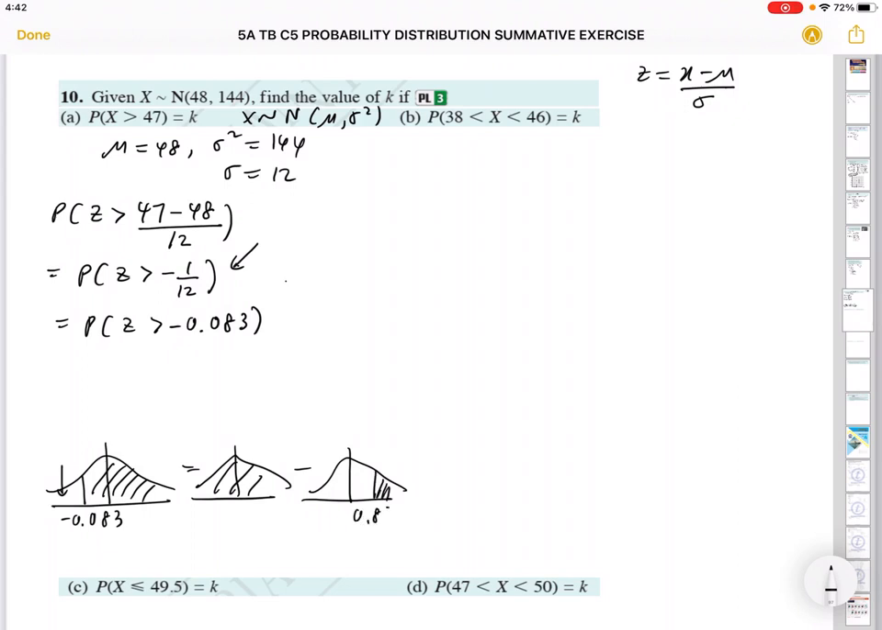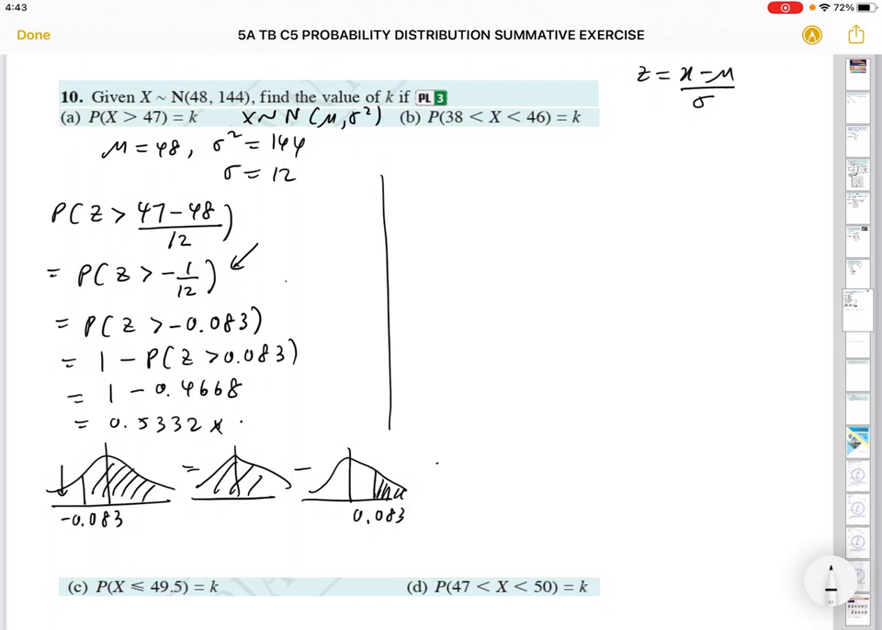So this is 1 minus P(Z more than 0.083), sorry, 1 over 12. If you use a mathematical table, you will get 0.4668, and this answer is 0.5332. In this case, it is the same. If you use a calculator directly for 1 over 12, you still get the same answer as 0.083. But sometimes the answer may be a bit different.